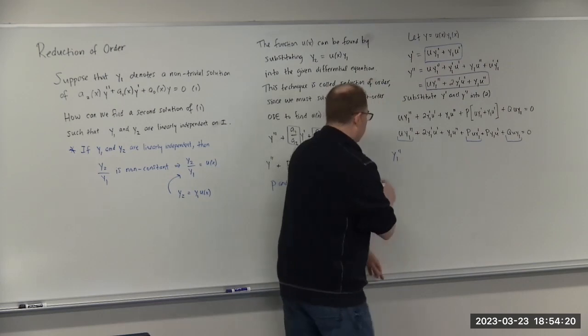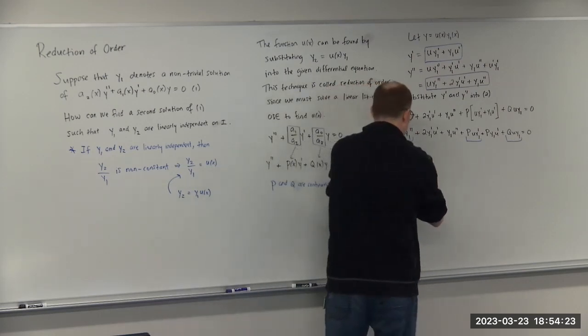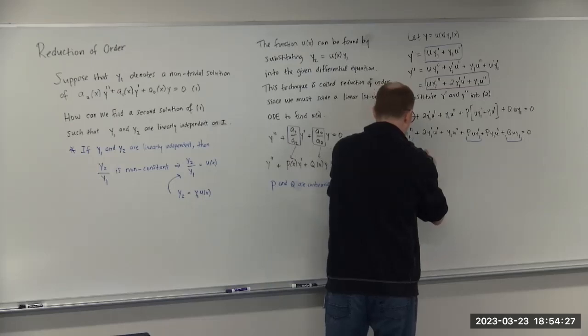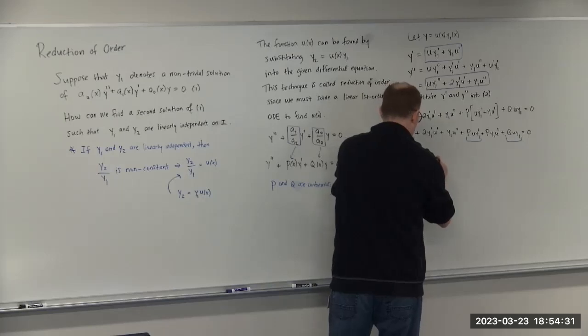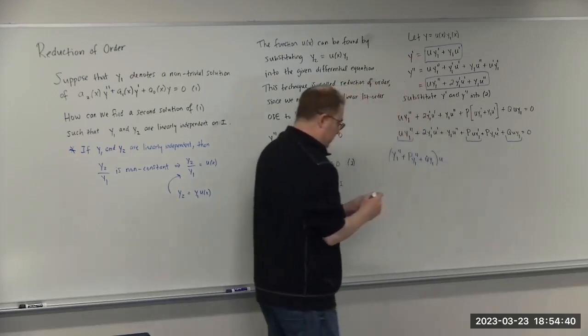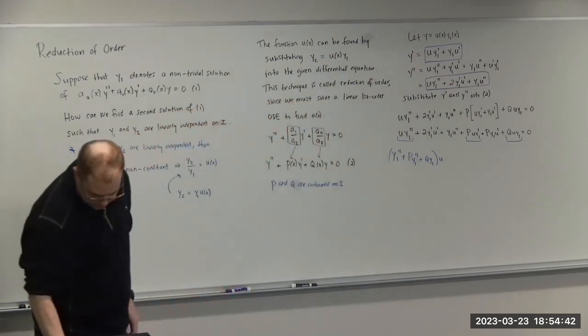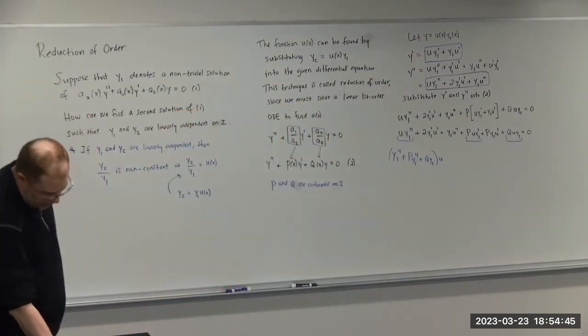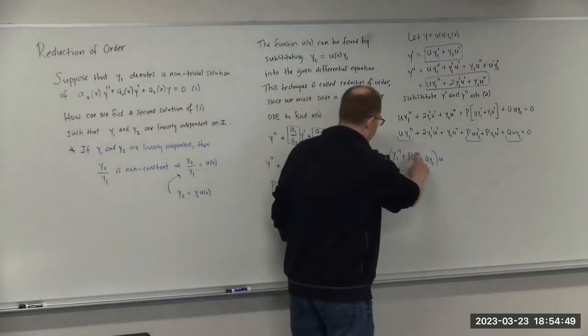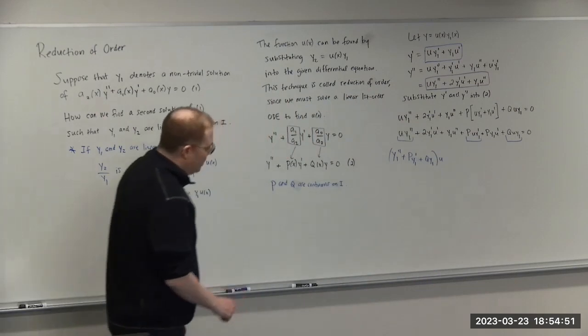So y1 double prime plus p times y1 prime plus q times y1. All right, everything looks okay. And that should be y1 prime here. Okay, and then q times y1.